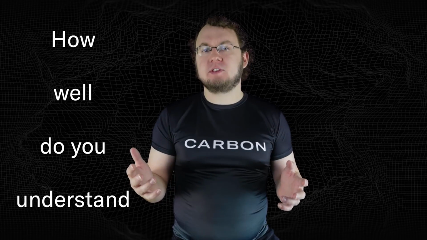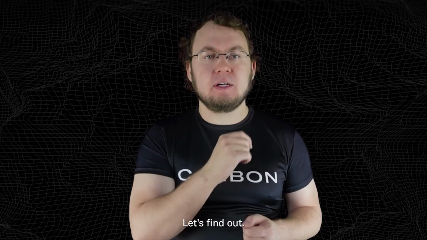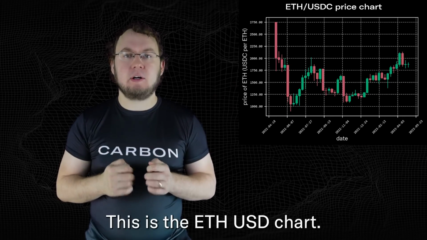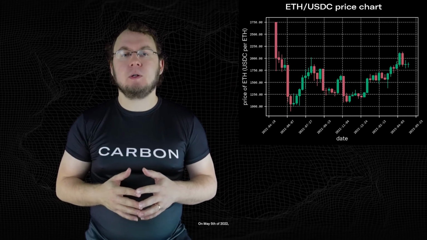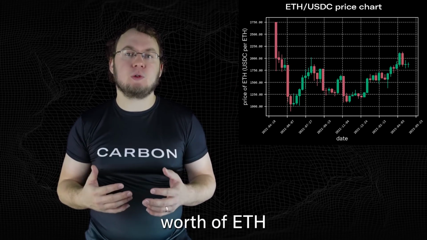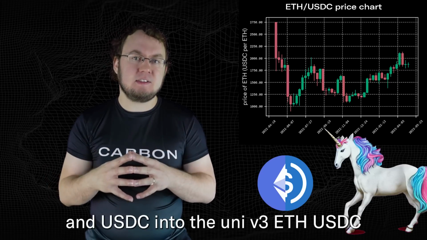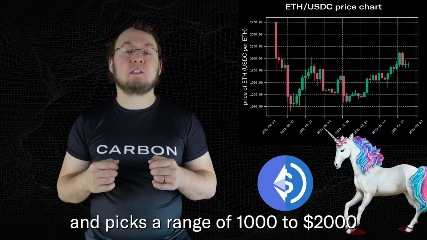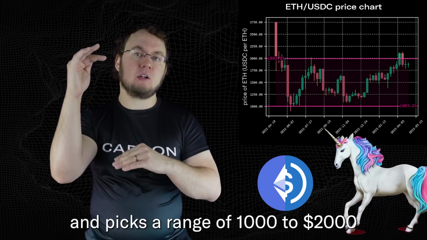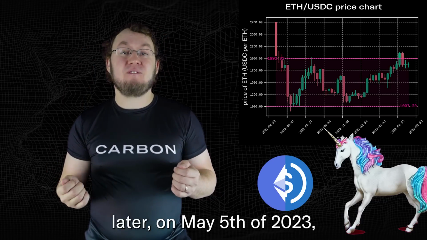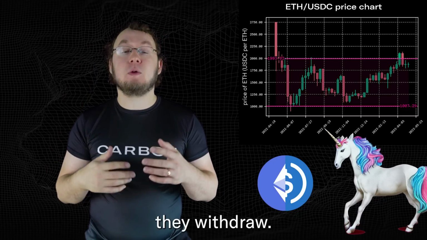How well do you understand liquidity pools? Let's find out. This is the ETH/USD chart. On May 5th of 2022, a user deposits $10,000 worth of ETH and USDC into the UniV3 ETH/USDC concentrated liquidity pool and picks a range of $1,000 to $2,000. A year later, on May 5th of 2023, they withdraw.